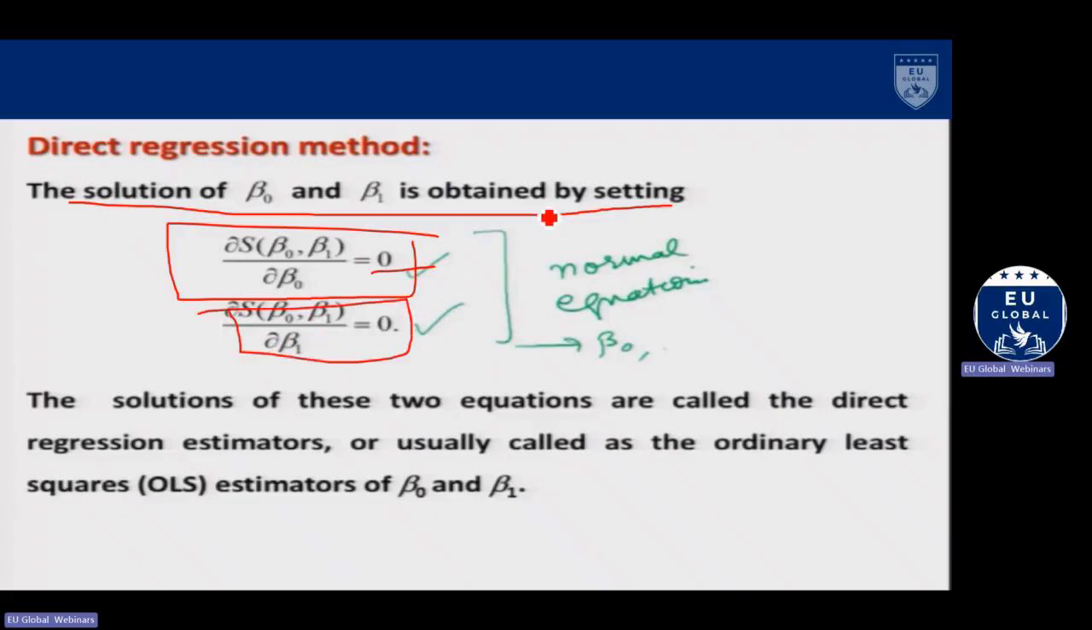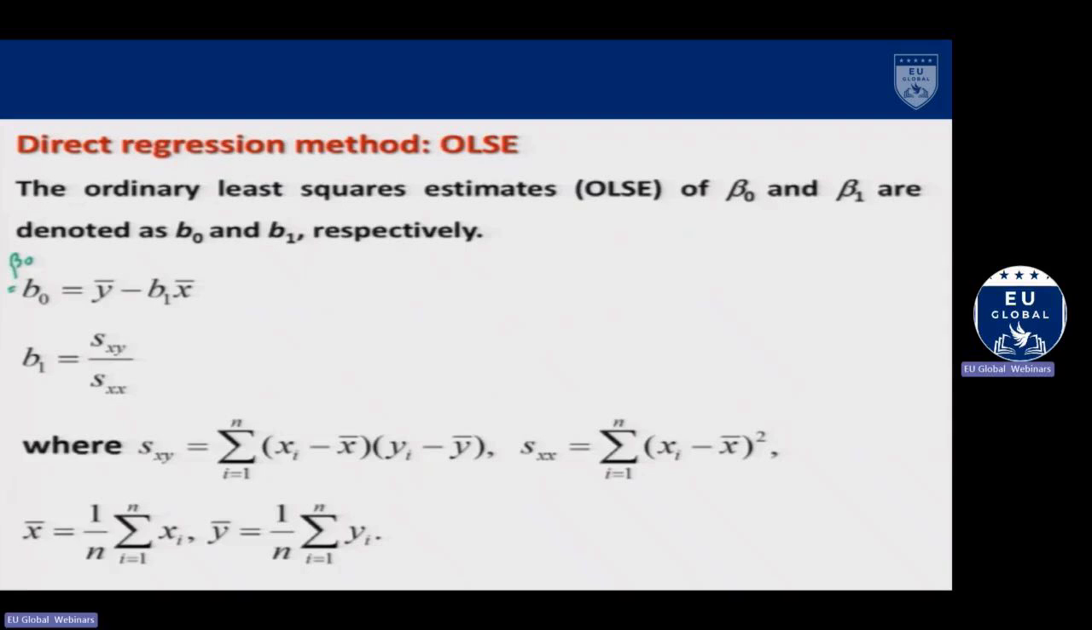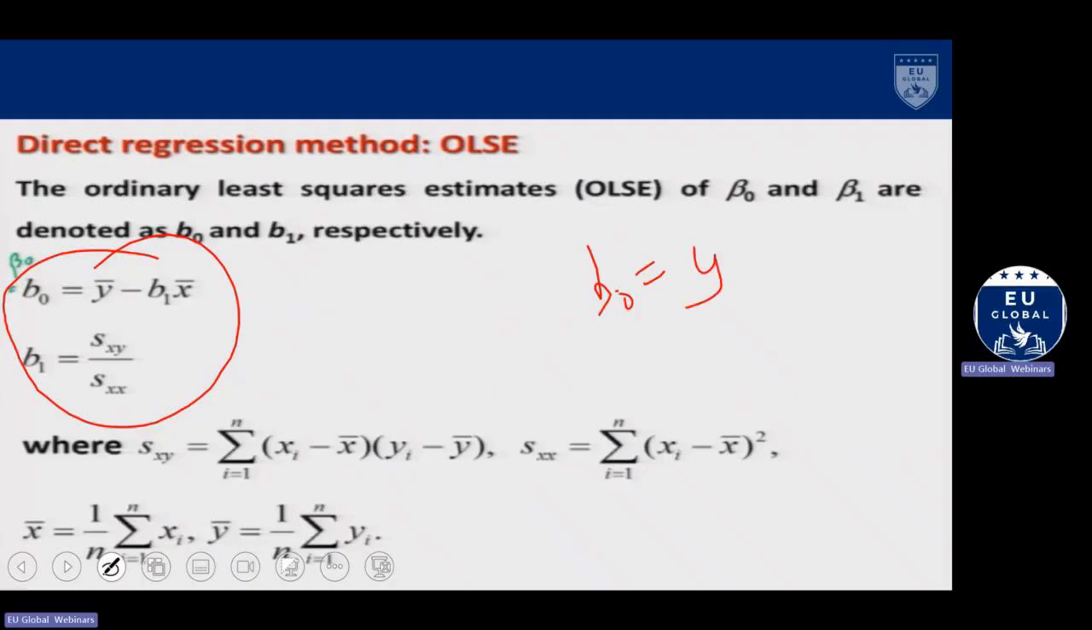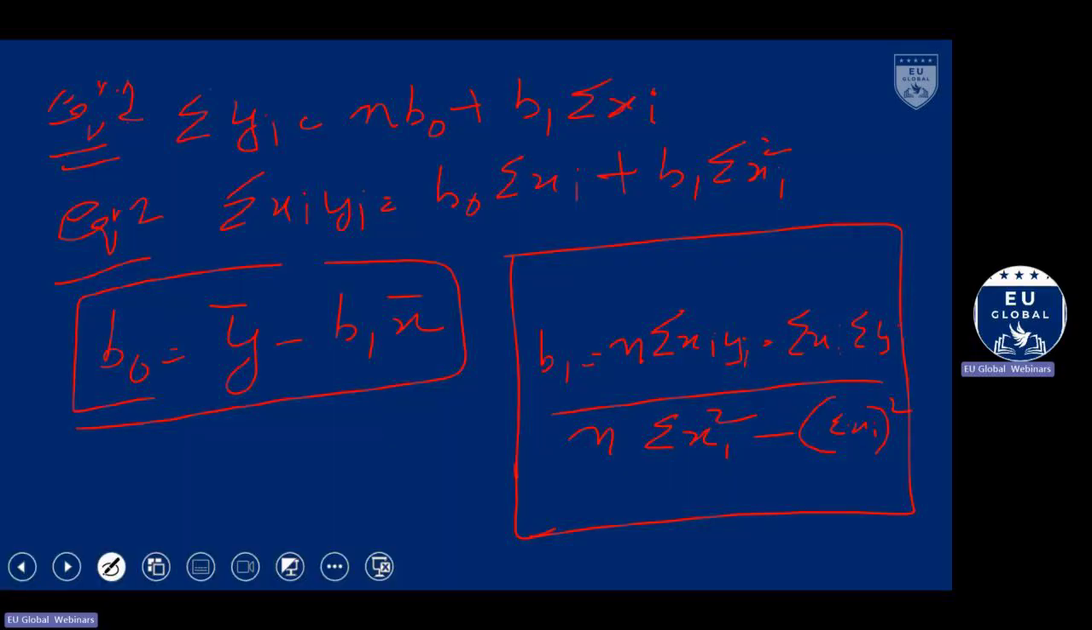So the solution of these two equations is called the direct regression estimator, and that is also called your ordinary least square estimator of beta naught and beta 1. In this, we find the values of beta naught and beta 1 according to the ordinary least square estimator method. So what is the value of beta naught? The value of beta naught that we get was y bar minus b1 x bar. As you can see in this method, this is the value.